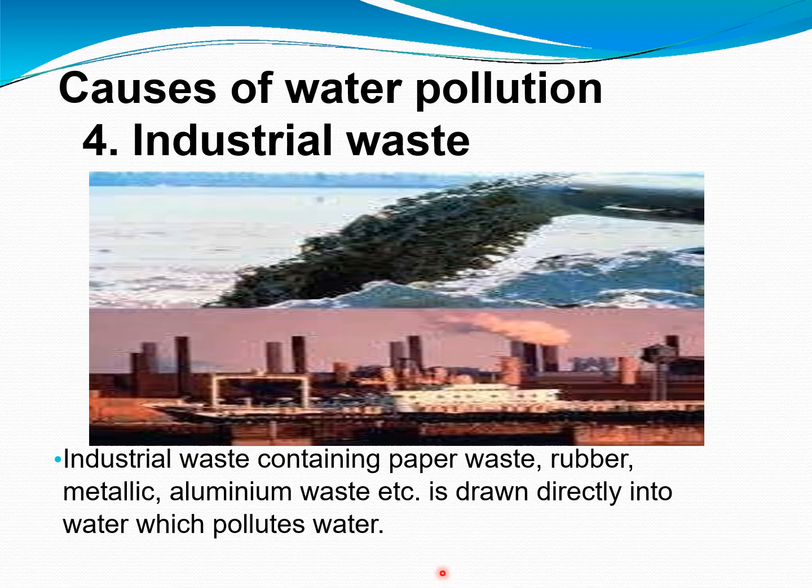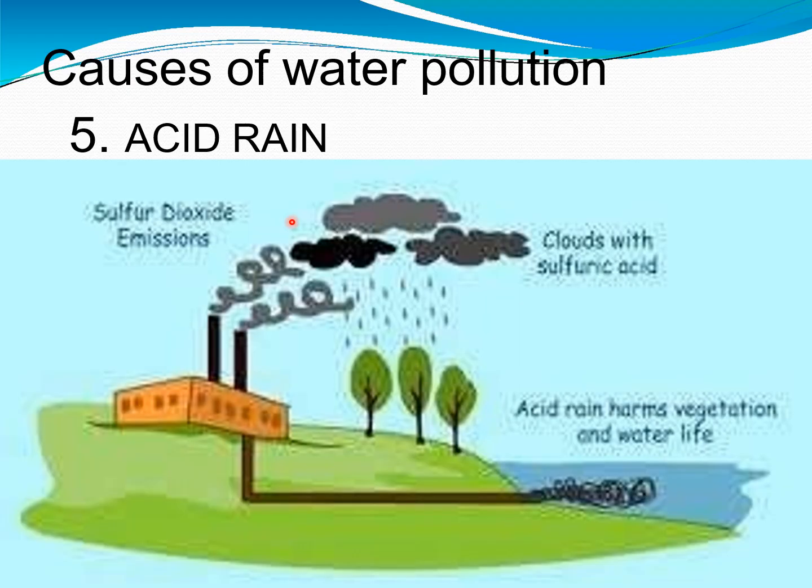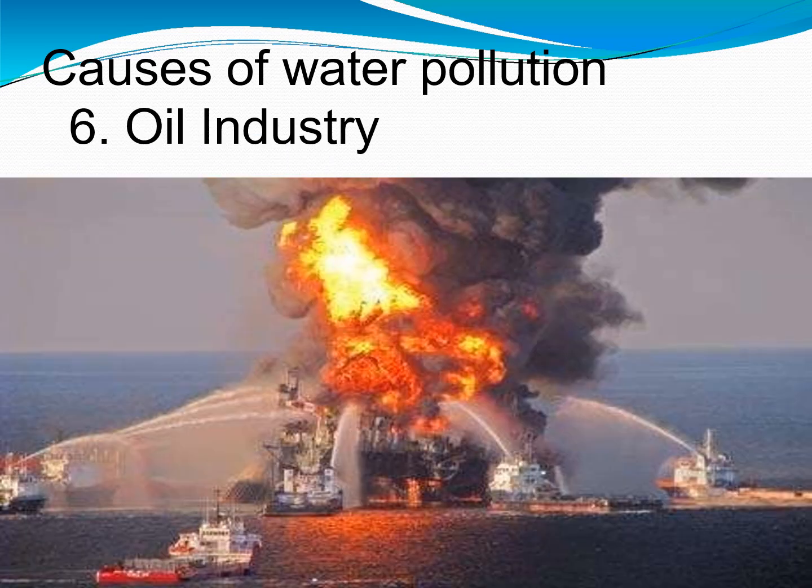Then the fourth one is industrial waste. Industrial waste containing paper waste, rubber, metals, aluminium waste, etc., is drained directly into water, which pollutes water. Then the next source is acid rain, which comes from industrial effluents, oil industries or accidental fire in ships.